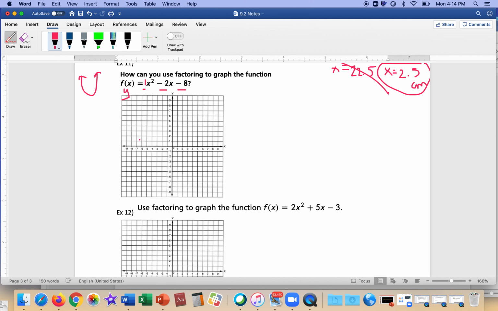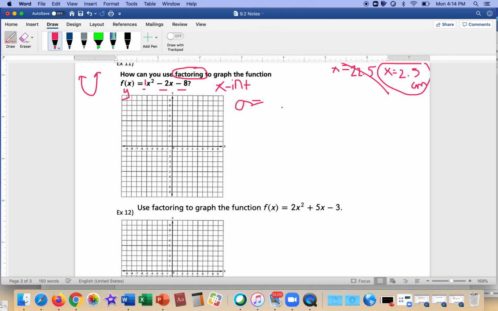We already practiced finding vertex and all of that before, but we're going to use factoring to see if we can find, right, x-intercepts. So that's why we would use factoring in this case for today's purpose. So to find x-intercepts, we put 0 in for y.